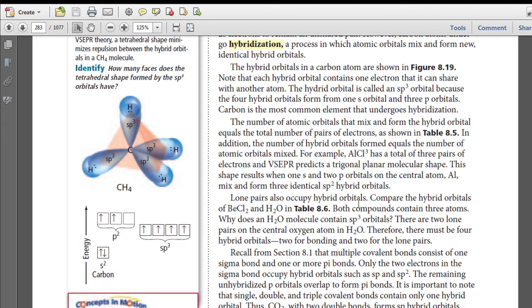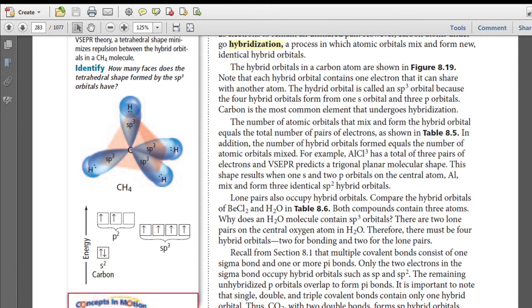The hybrid orbital is called sp3 orbital because the 4 hybrid orbitals form from one s orbital and 3 p orbitals. Carbon is the most common element that undergoes hybridization. The number of atomic orbitals that mix and form the hybrid orbital equals the total number of pairs of electrons. In addition, the number of hybrid orbitals formed equals the number of atomic orbitals mixed.